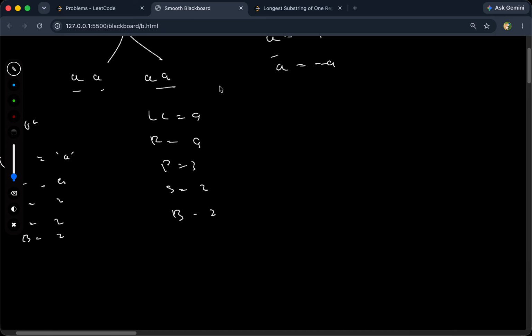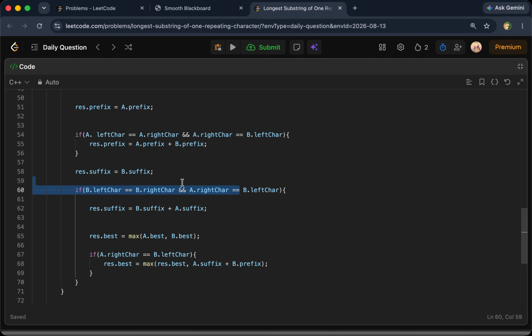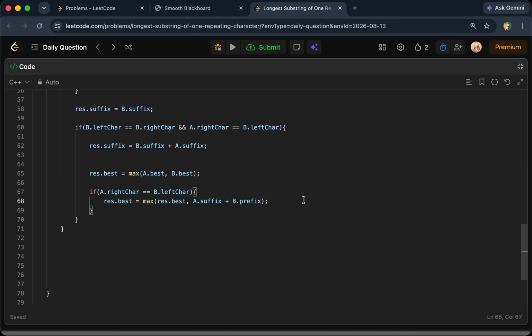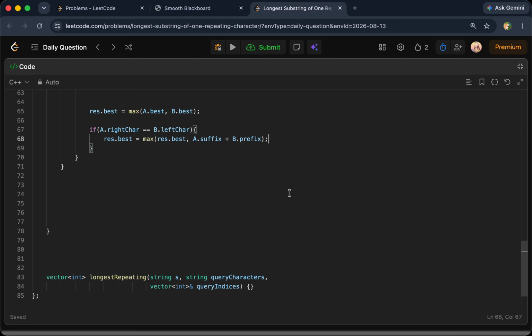See, a dot best is 2 and b dot best is 2, so max is 2, but we have not finished. We need to check whether the best group crosses the boundaries. Okay, it will cross the boundaries. So here we check a's right character is equal to the left character's value, it was true, then 2 plus 2 is 4, so the answer is 4. Okay, that's all.